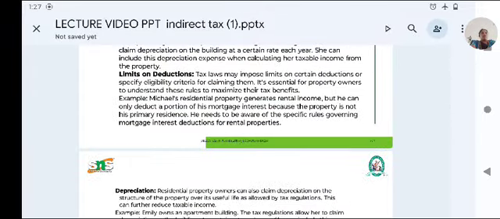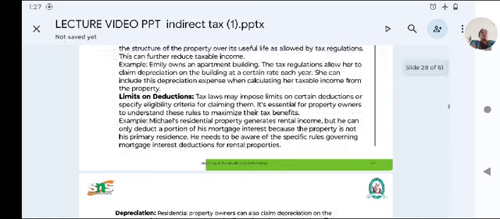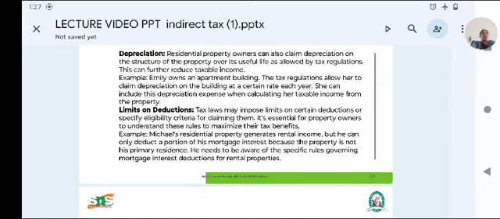Then he can deduct only specific amounts, with eligibility criteria for claiming them. It is essential for property owners to understand these rules to maximize the tax benefits. For example, Sam's residential property generates rental income but he cannot deduct all portions of his mortgage interest because the property is not his primary residence. He needs to be aware of specific rules governing the mortgage interest deductions and rules of properties.